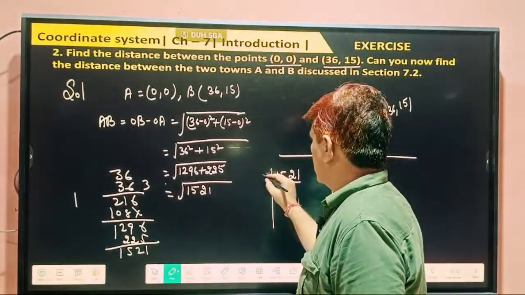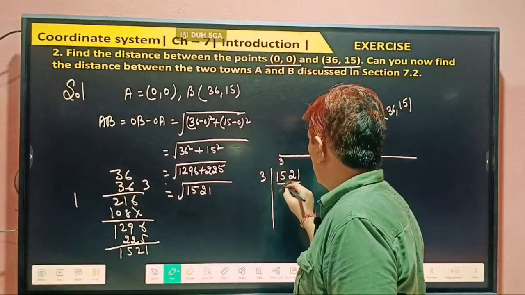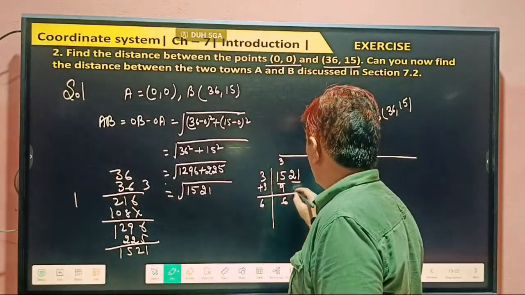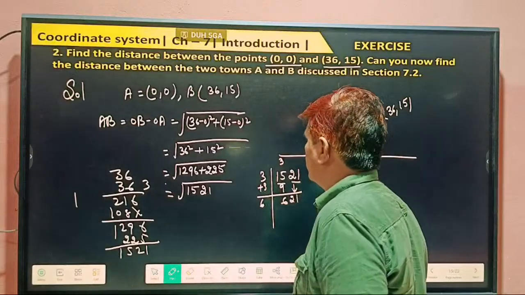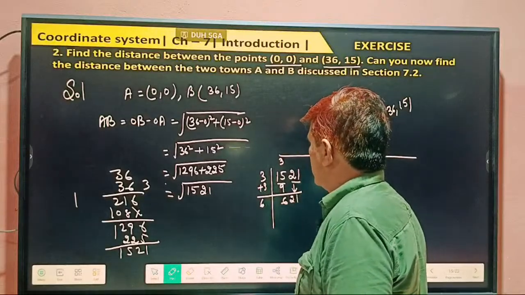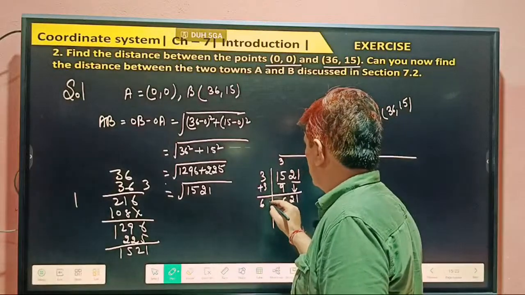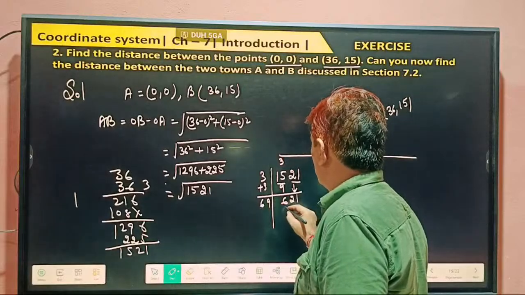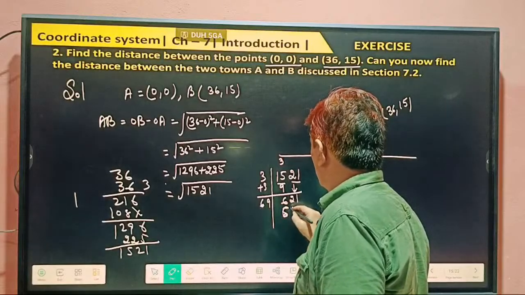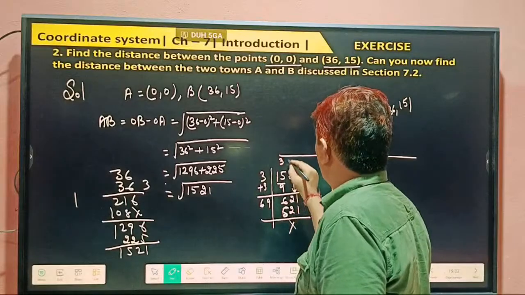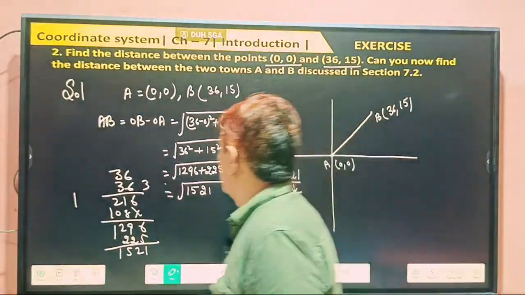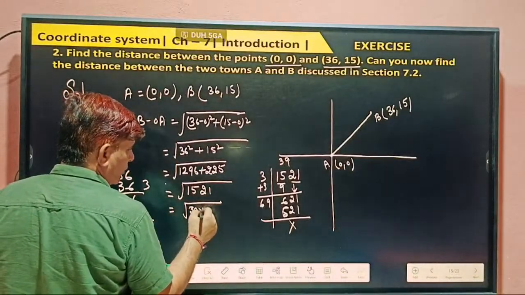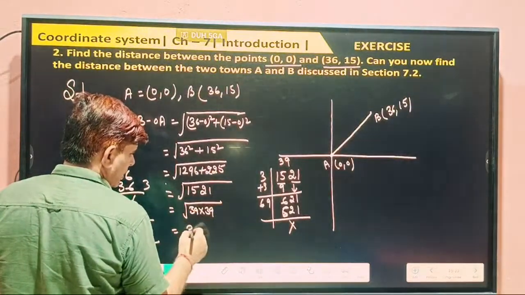So 4 4 the 16, 3 3 ja 9. How much is left? 6. 3 plus 6, 6. And what's coming here? 21. 7 ja 8 ja 9 ja 81. So this we can write 39 into 39. So what's coming outside? 39.